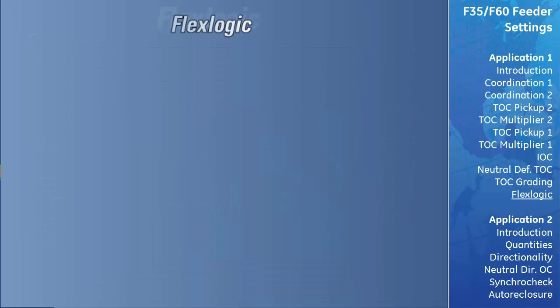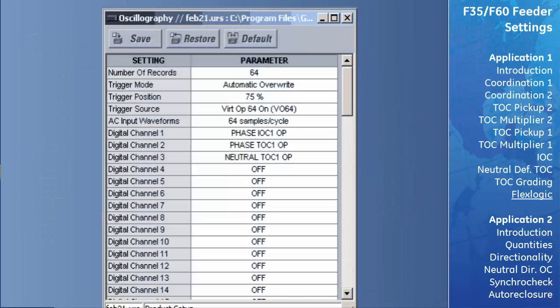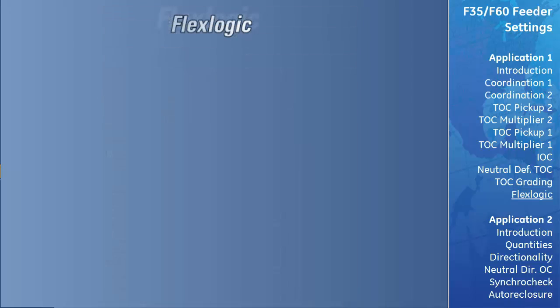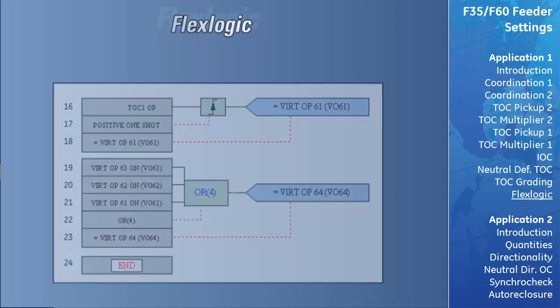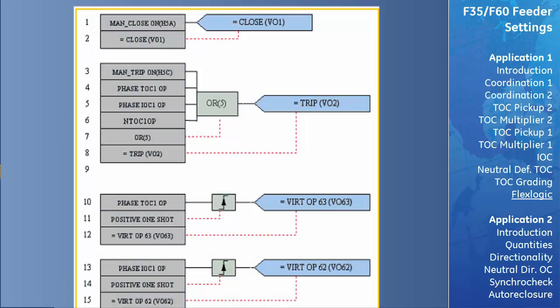As a final step, we should look at how the oscillography will be configured. Notice that the trigger source has been assigned to virtual output 64, which transitions to a logic 1 state for 1 scan under any overcurrent condition. This is the final Flexlogic equation that will be programmed into F60 I and F60 II. Note that the operate of each overcurrent condition is fed through a one-shot to the oscillography trigger.